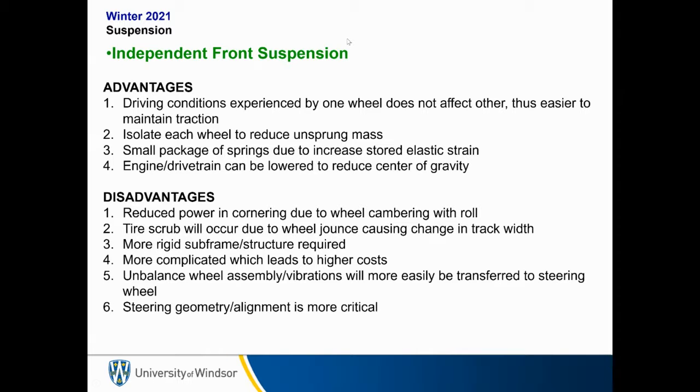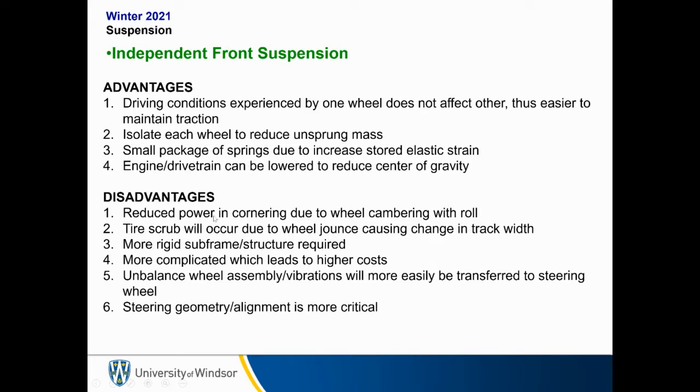So why do we move towards an independent front suspension? The main one is that the driving conditions experienced by one wheel do not affect the other. Thus, it's easier to maintain traction. It can isolate each wheel to reduce unsprung mass. You can use a small package of springs due to increased stored elastic strain. And finally, the engine and drivetrain can be lowered to reduce center of gravity. What are the disadvantages?